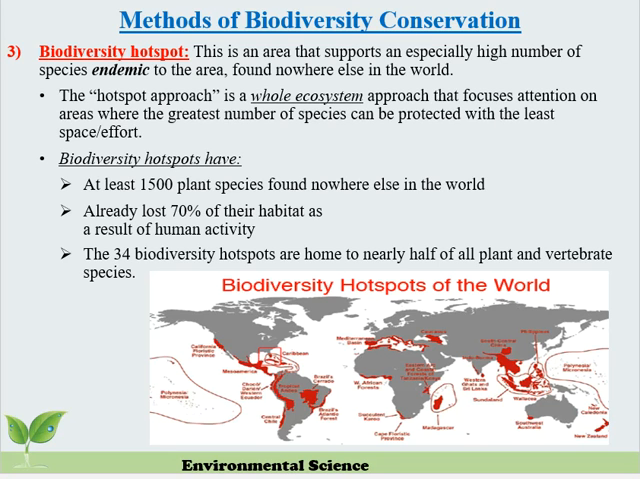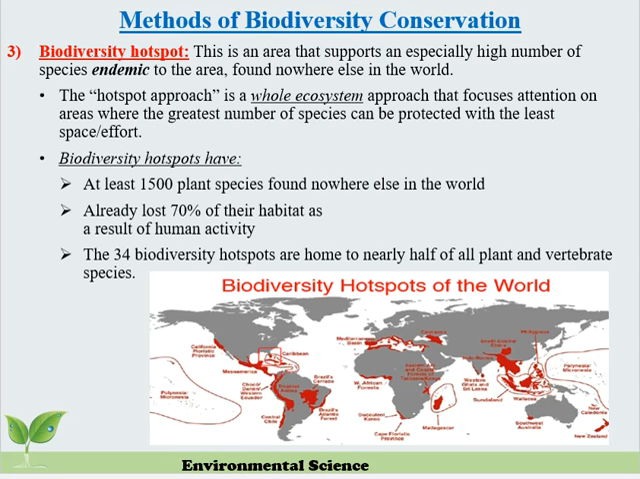Okay, they're very critical. So the hot spot approach, as it says there, is a whole ecosystem approach that focuses attention on areas where the greatest number of species can be protected with the least space or effort. So you're going for real dense areas, where you have a whole bunch of organisms in the smallest amount of space.